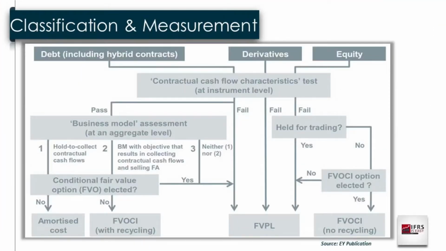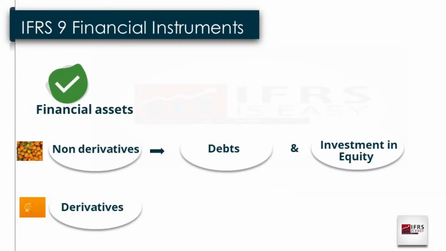If you look at this decision tree, it is a simplification of what you are supposed to do in order to classify and measure your financial assets. You see that it starts with debt, and then it moves to derivatives, and then it moves to equity. The equity that you see here means our investment in equity. Just the way we have it, where we said we have debt instruments, we have investment in equity, and we have derivatives under our financial assets.